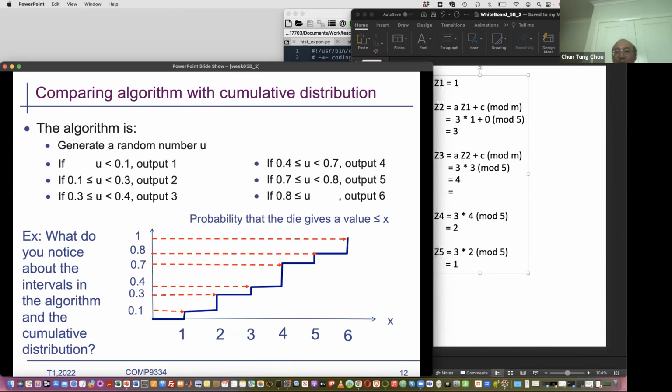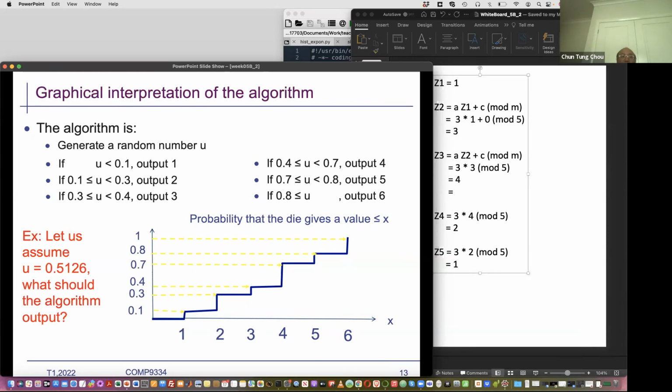There's something deeper. So I'm using a graphical way to explain this concept to you. I'm going to give you a graphical interpretation of the algorithm that we have come up with. Again, this is the algorithm. This is the cumulative probability density. Let's assume that the random number you generated, U, is 0.5126. So if you work according to this algorithm, what is the output?